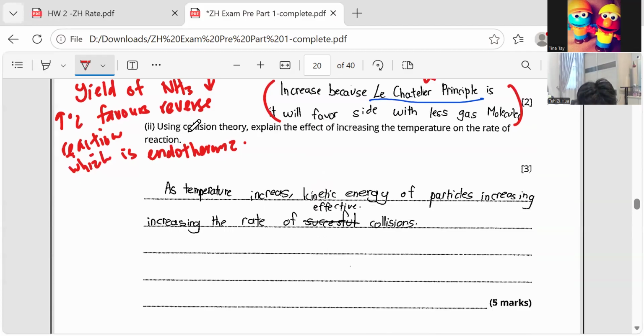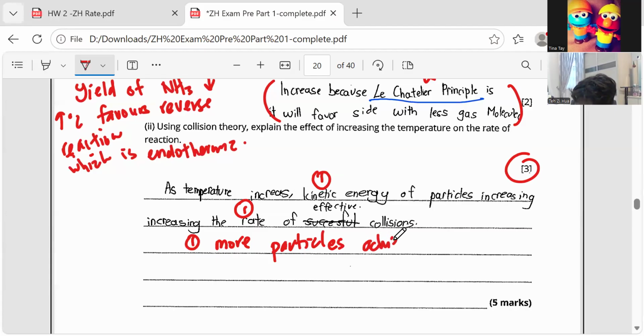Okay. Using collision theory, explain the effects of increasing the temperature on the rate of reaction. Uncle, this one is 3 marks. Do you think you have 3 marks? Increasing kinetic energy of particles is 1. Rate of collision, effective collision is 1. More particles achieve what? Activation energy. Activation energy, yes. Eh, why this time your answers are not so good, huh? Okay, more particles achieve activation energy.